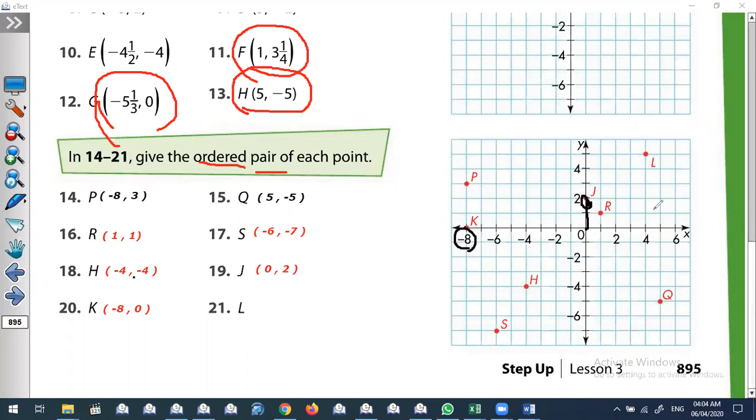L, the last one, is letter L. Meet x first. X is 4. What about y? Y is 5. So 4 and 5. You cannot write it 5 and 4. No, it's 4 and 5.